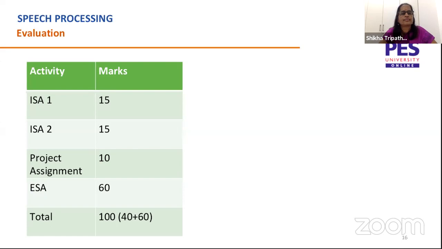Your first test carries a weightage of 15%, and the second one again carries a weightage of 15%. This is the common practice at PES University for most of the courses. And then I have the third component for you, which carries a weightage of 10%, which I call the project assignment. This is the module where we'll be carrying out some simple practical, hands-on sessions on whatever theory that I teach you in the course.